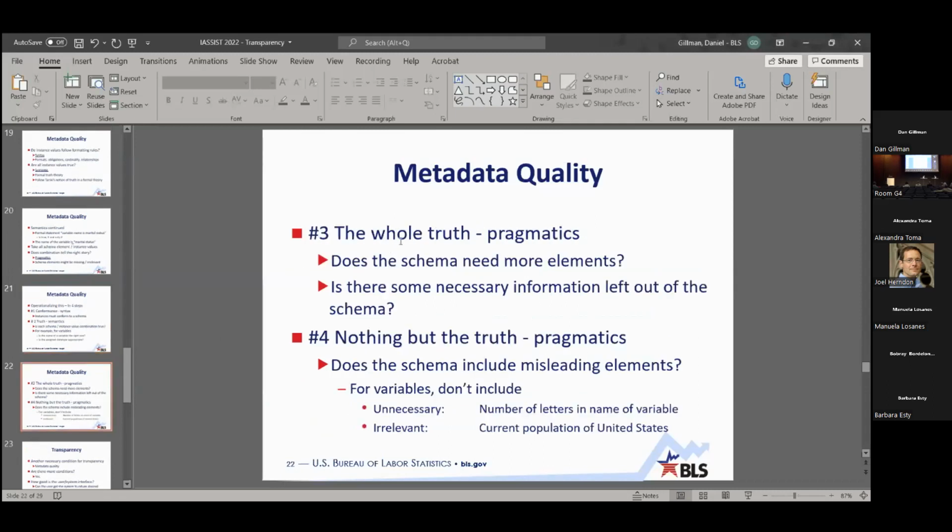But for pragmatics, we can ask the question, is the combination the whole truth, and is it nothing but the truth? It's the whole truth if we haven't left anything out. And it's nothing but the truth if we don't have anything that's misleading or irrelevant. An example of something unnecessary is the number of letters in the name of a variable. Well, we don't need to know that to describe a variable. Something irrelevant might be the current population of the United States. We don't need to know that for the description of a variable.